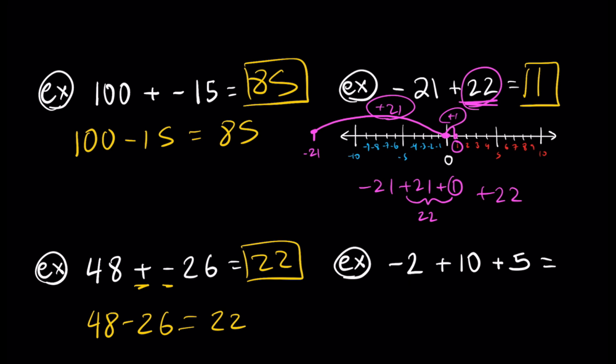Okay, -2 plus 10 plus 5. So let's just do it one step at a time. -2 plus 10. Well, those numbers have different signs. So if we do different signs, we'll subtract. So that'll give us 10 minus 2, which is 8. And we'll take the sign of the larger of the two numbers, which is 10. So it's going to be a +8 because it's +10. And then I'll add that 5, which is going to give me 13.